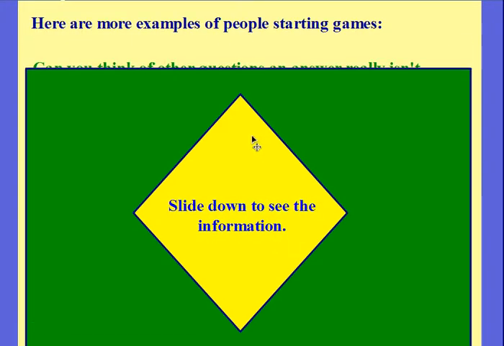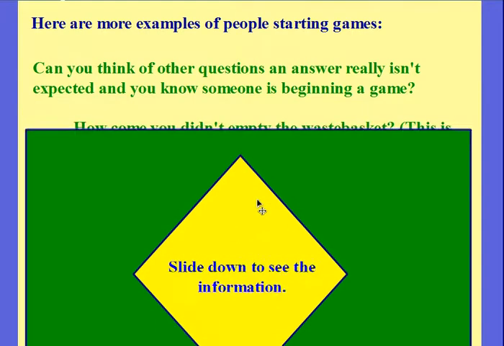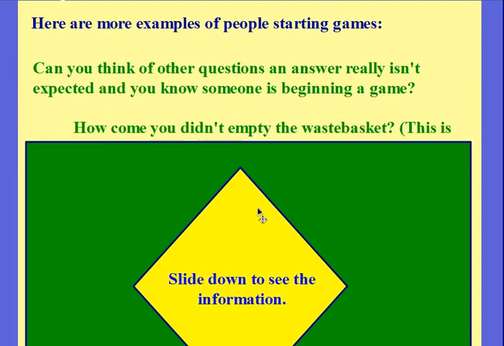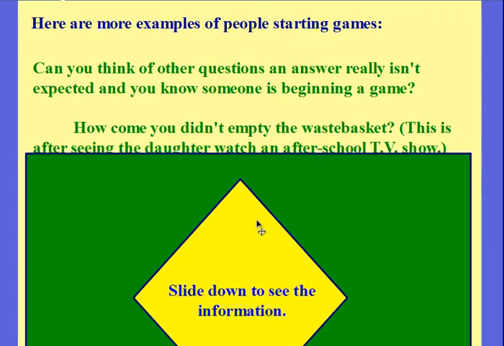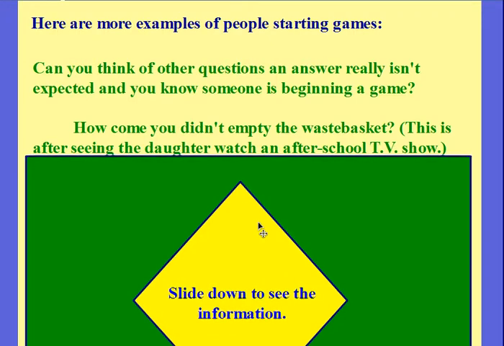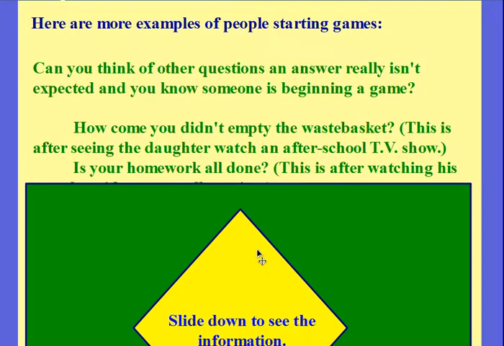Here are some more examples. Can you think of other questions where an answer really isn't expected and you know someone is beginning a game? For example, if you're at home and your mother or father comes in and they say, "How come you didn't empty the wastebasket?" If they really want to know the answer, and they know that you've been watching TV, you would say, "Well, I've been watching TV." And they'd say, "Okay," but that's not really the case.